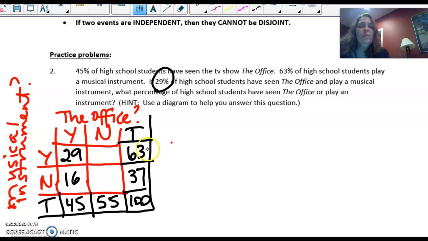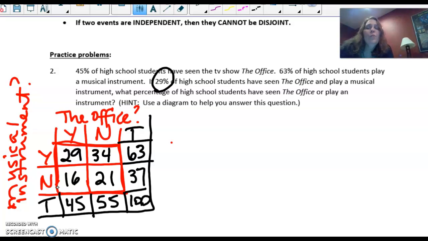Likewise, 63% of people said, yes, I play a musical instrument. Take away the 29, and that would be 34% left. And then likewise, you can either say 37 minus 16 is 21, or using the no column of The Office, 55 minus 34 is 21. And either way, as you take a look at it, these 4 numbers in the middle reflect all 100% of people asked. That's one way to be able to get some information based on what we started with.